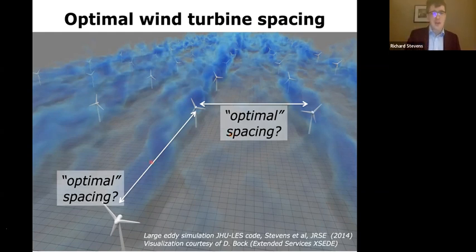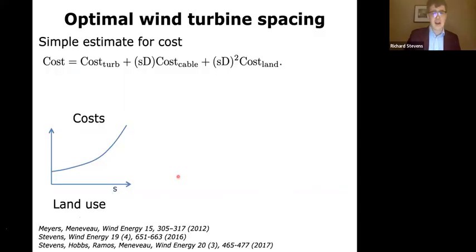Some general concepts are very interesting. If you look at the optimal spacing in the wind farm, the question is where does optimal spacing even come from? The optimal spacing is actually a combination of where fluid dynamic effects play a role as well as economical effects. And this we can see by this very simplistic analysis where we have the cost of the wind farm analyzed by the cost of the turbines, some cost of cables and cost of land.